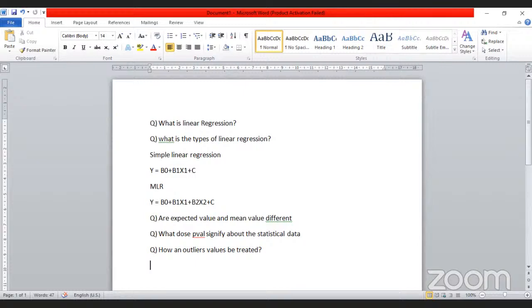So these are some techniques to treat the outlier. One is to replace the values with the 95th percentile or 5th percentile, right? Or you have to remove those values. Okay, but removing the outlier values is not preferred.